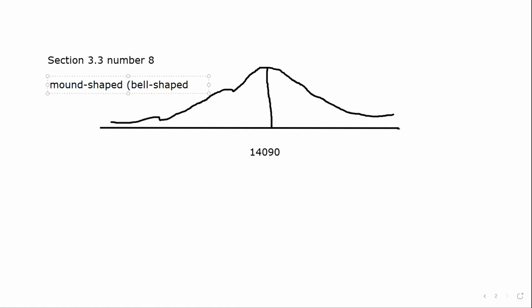And when we get a little further in the book, you'll hear it referred to as normal. So it's mound shaped and it has a mean of 14,090 with a standard deviation of 3,500 miles. Okay. So those are all the particulars that we need. There we are. I'm going to move this over just a little bit so we can see it better. So there are my particulars.